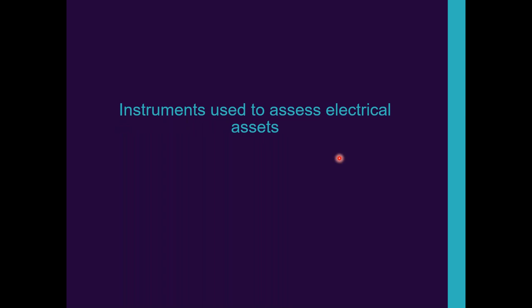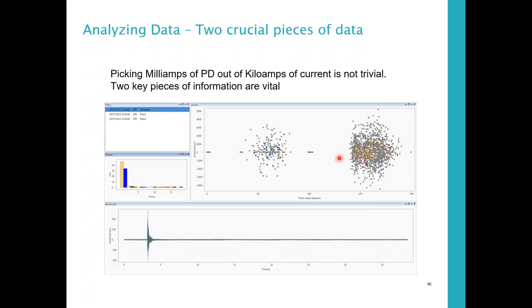So some of the tools and instruments used, we've got these instruments, whether it's Tan Delta, VLF, online, offline instruments. We get all this data, and what are we going to look for? How are we going to analyze it? Well, two of the most critical pieces of data we get, whether it's through a VLF test or online testing, are the phase resolved plot and the waveform captures. They are two key items that allow us to differentiate between noise, PD, or other sources.